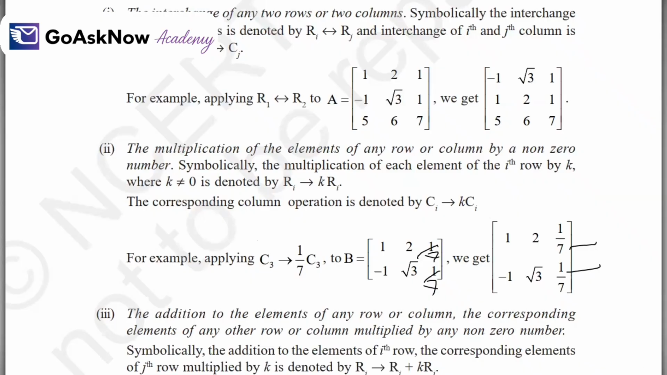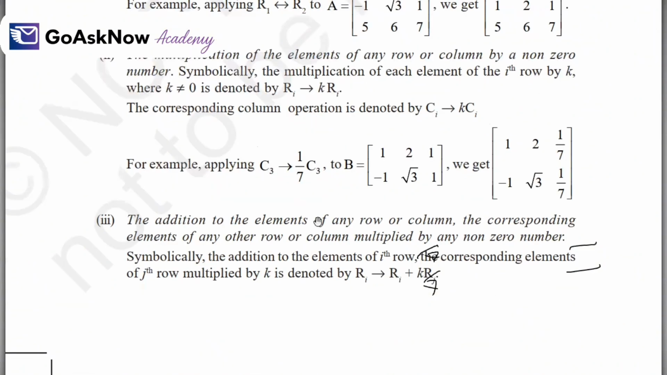Okay. Now, what is the third property here or third operation? The addition of the elements of any row or column, the corresponding elements of any other row or column multiplied by any non-zero number. So we have to do the addition of two elements of any row or column, the corresponding element of any other row or column multiplied by any non-zero number. Symbolically, the addition to the elements of ith row, the corresponding elements of jth row multiplied by k is denoted by ri = ri + krj.